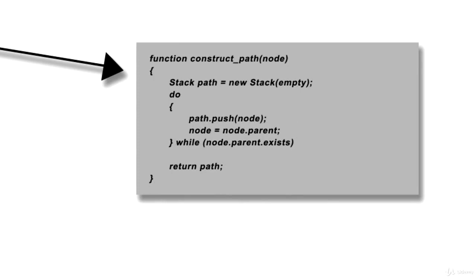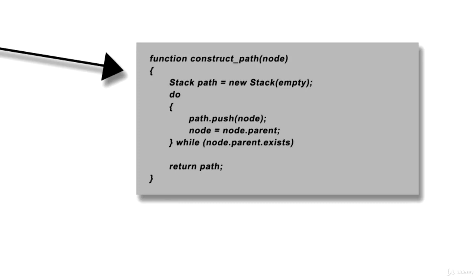And if you look at the construct path function on the screen, you can see that it's passed a node, and then what it does is it allocates a stack or any other type of first in last out queue, and then it goes into a do while loop. Starting at the target node, it pushes that node onto the stack, and then it steps up into its parent, and then it does the same again, pushes its parent, and then steps into its parent, pushes its parent, and so on.